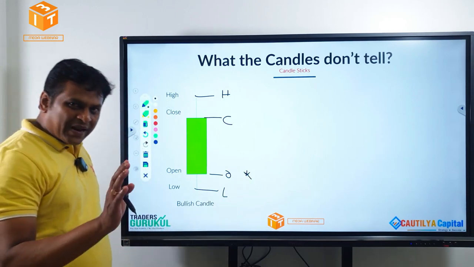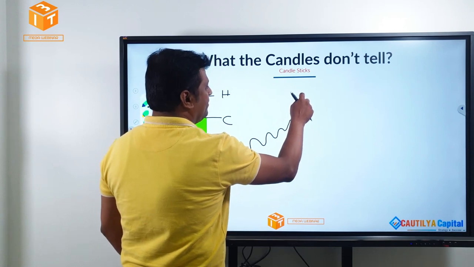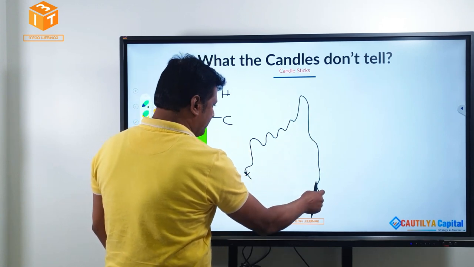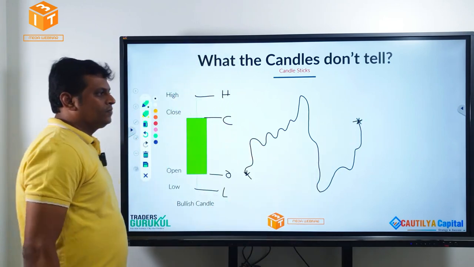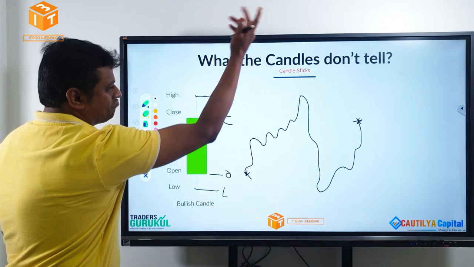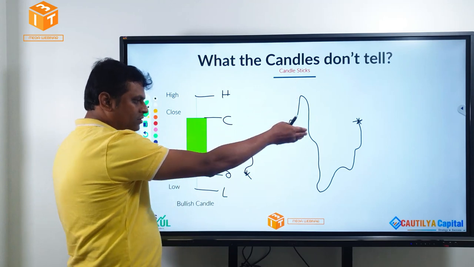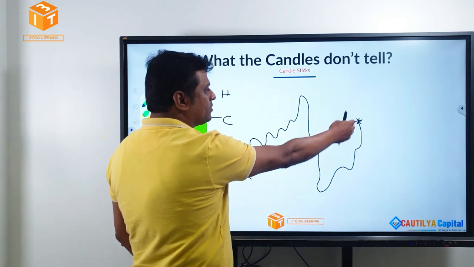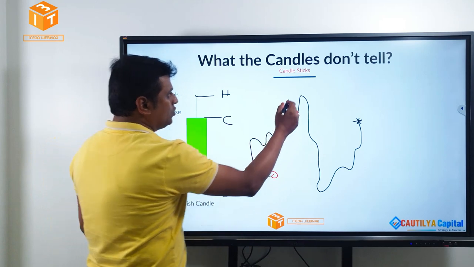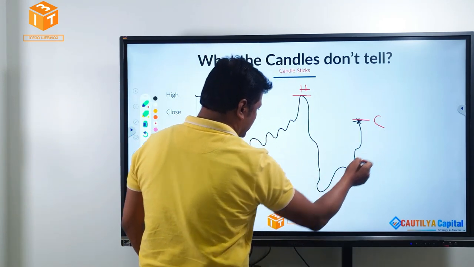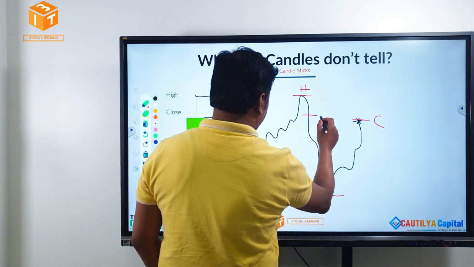Now, the price can travel wherever it wants. It forms a high, comes down, forms a low and closes here. Correct? Price can go however it wants, right? Price opened here, went all the way, formed some high, went all the way down and formed a low, and finally it closed here. How do you mark it? You take the open, the high, the close, and the low. When you merge them, you get a candle. The same candle you will get.